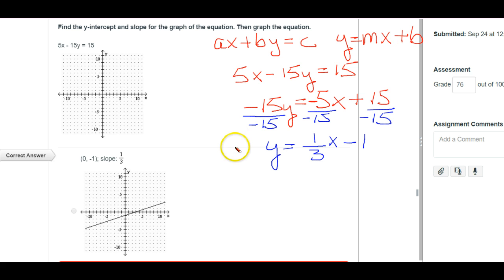Now a technique for graphing, remember we said we could graph it by making an x and y intercept t-chart, where we put a 0 there and a 0 there. And right from the standard form, if x is a 0, this will be a negative 1. And if y is a 0, x is a 3.